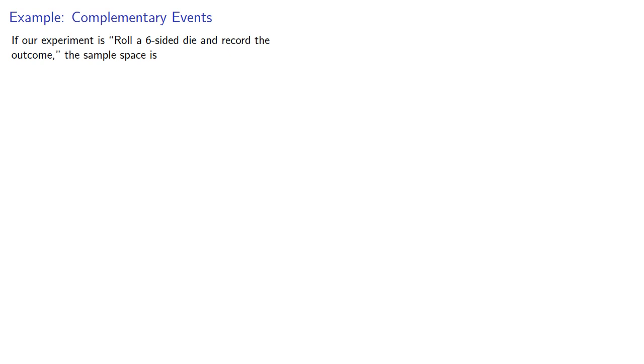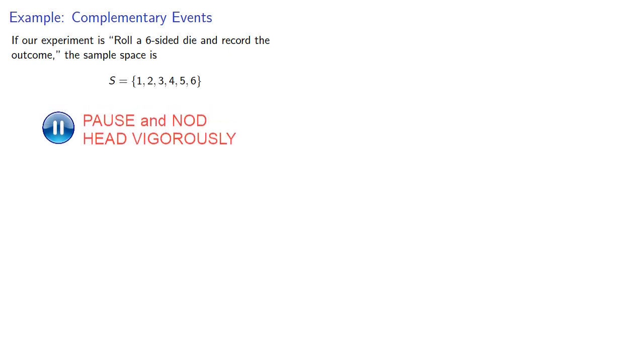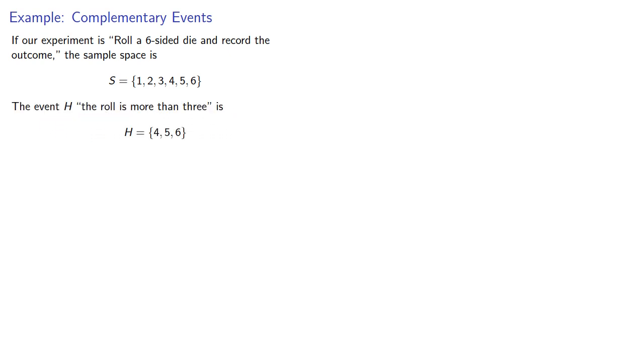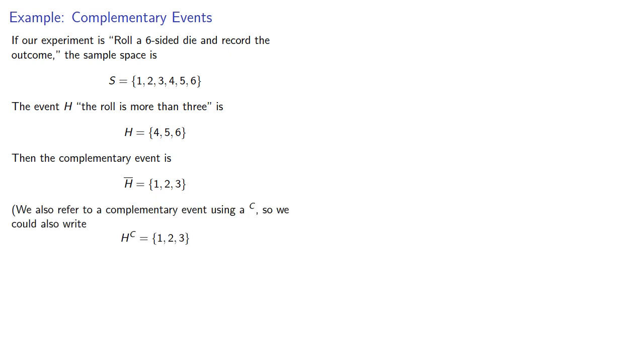For example, if our experiment is roll a six-sided die and record the outcome, the sample space is the set of all possible outcomes. That would be the numbers from 1 through 6. We could define the event H, roll more than 3, and those would be the outcomes 4, 5, and 6. We also have the complementary event, which is going to be everything else, 1, 2, and 3. So notationally, we can also refer to the complementary event using a superscripted C, so we could also write this as H complement.